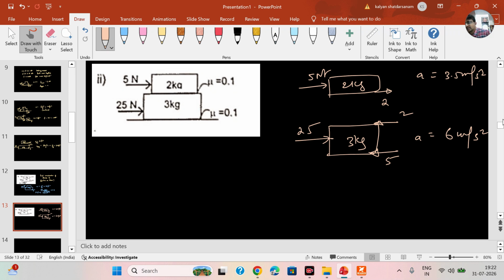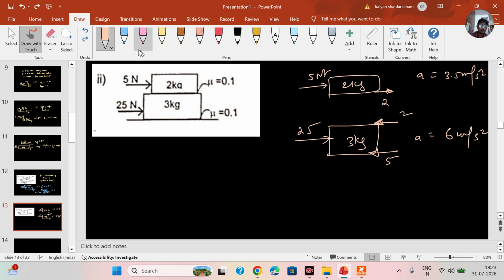Now let's check, is it consistent? Are our accelerations and friction directions consistent or not? We will check. Now the lower block has a greater acceleration, so it's moving technically faster in a given time than the upper block, so it's going to rub the upper block to the right, and hence this friction is correct. So 2 Newton, and I got the accelerations. This is the correct result.